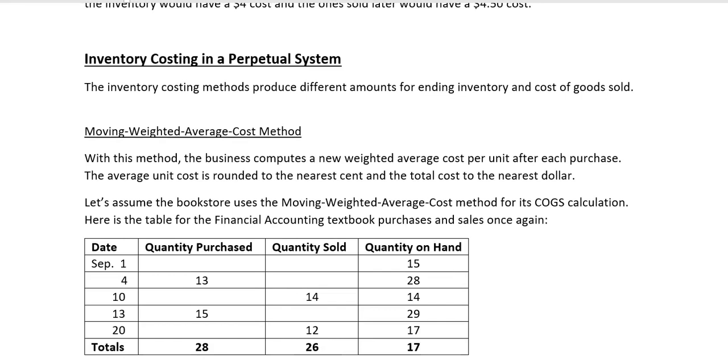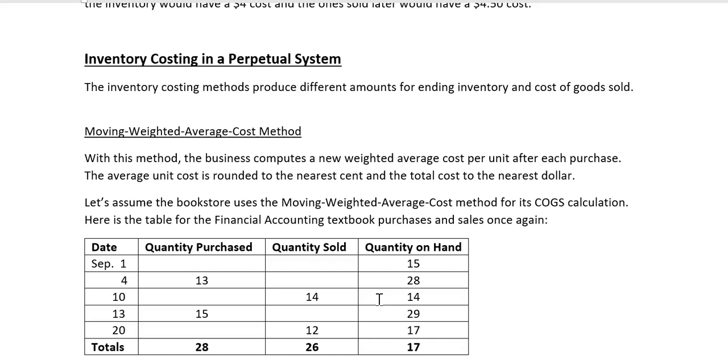Inventory costing in a perpetual system. The inventory costing methods produce different amounts for ending inventory and cost of goods sold. So jumping into moving weighted average first. With this method, the business computes a new weighted average cost per unit after each purchase. Remember that we're talking about purchases. In the event of a sale, the moving weighted average doesn't change.